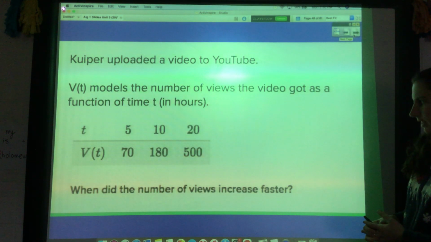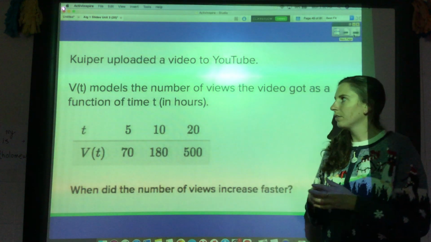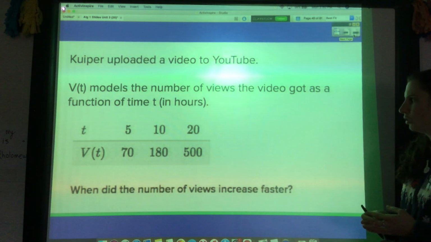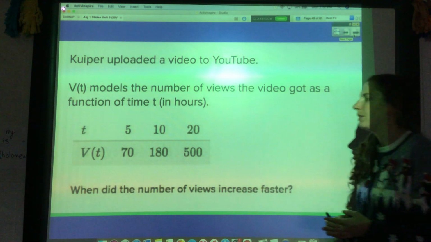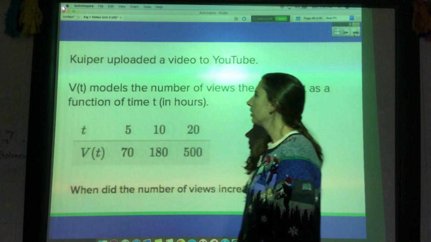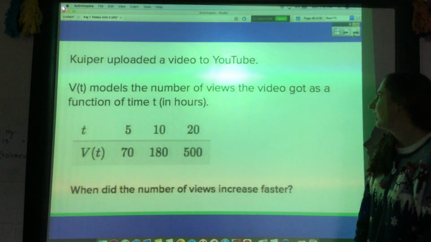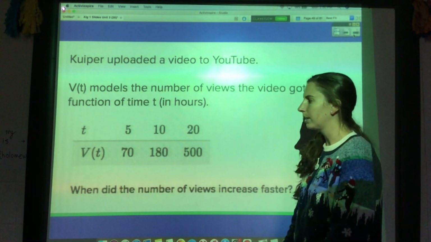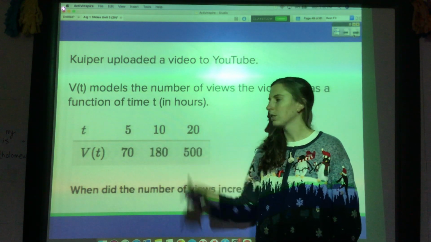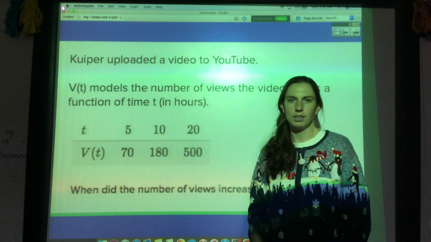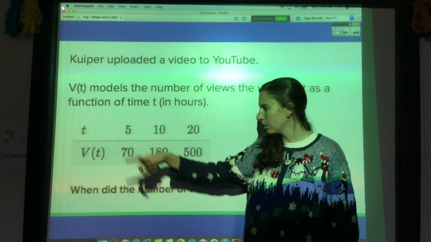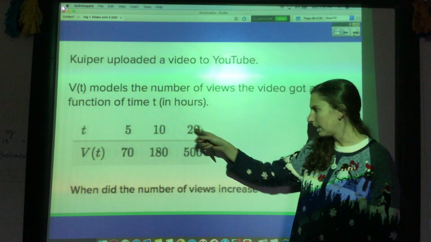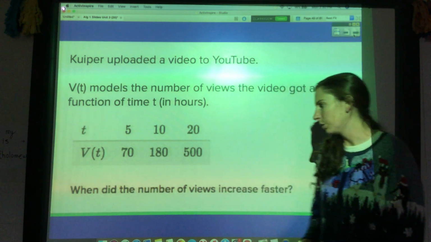All right, here's another example, this time a table rather than a graph. Kuiper uploaded a video to YouTube. V of t, that's our function name, models the number of views the video got as a function of time t in hours. That just means this is the time in hours, and this is how many views the video got. So after 5 hours, it had 70 views. After 20 hours, it had 500 views.